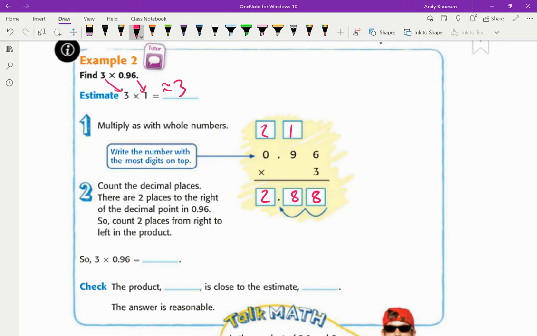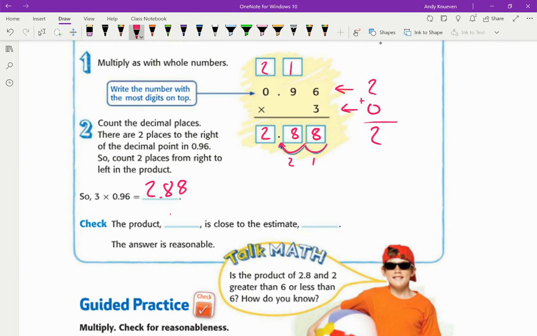They've done it for us at the moment. But I see that I have 2 numbers to the right of the decimal on the top number. I see 0 numbers down below. So altogether, I need to have 2 numbers to the right of the decimal in my answer. So they move it over once, move it over twice, and so we get a final answer of 2.88.